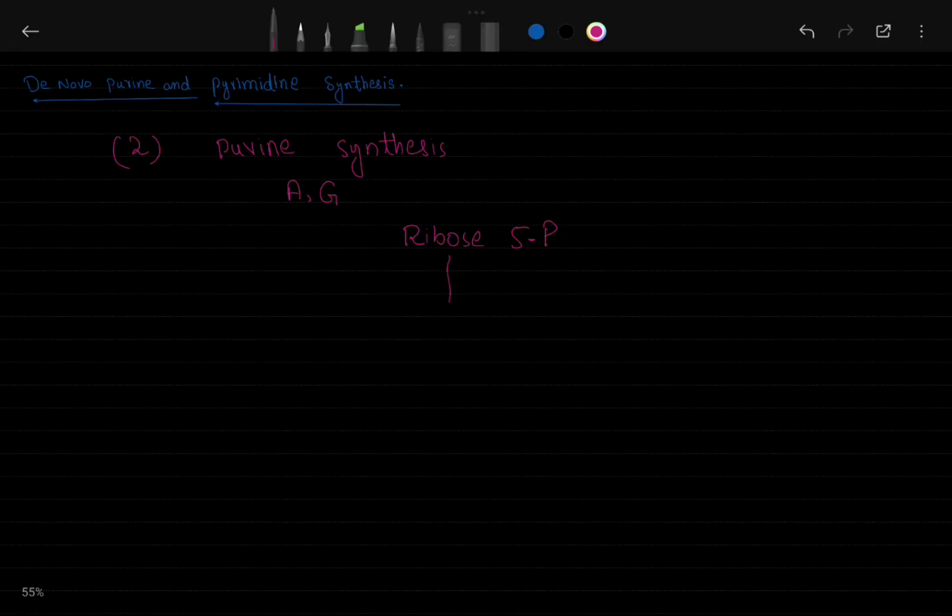Ribose 5-phosphate is converted to PRPP with the help of the enzyme PRPP synthetase, phosphoribosyl pyrophosphate synthetase.